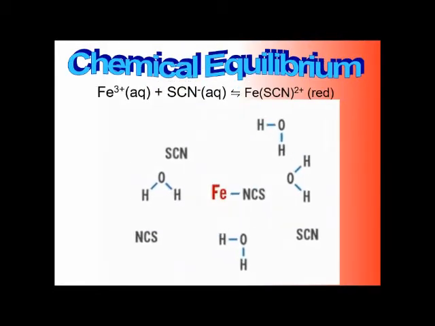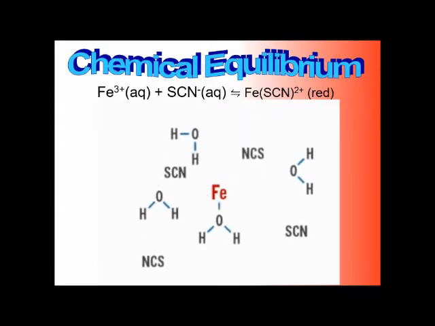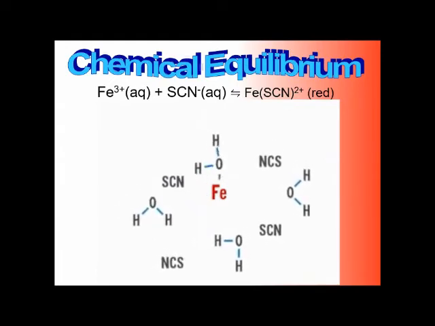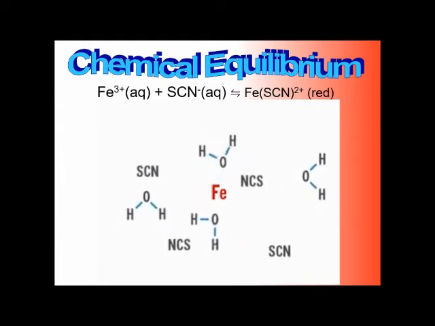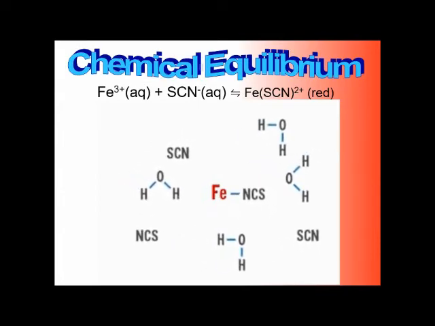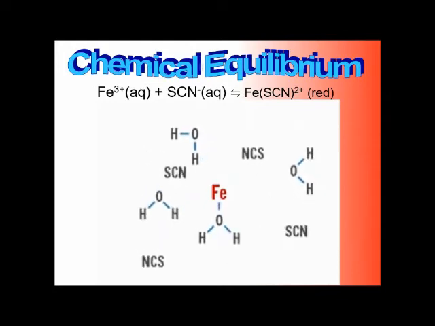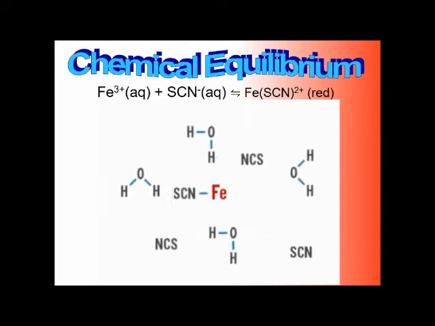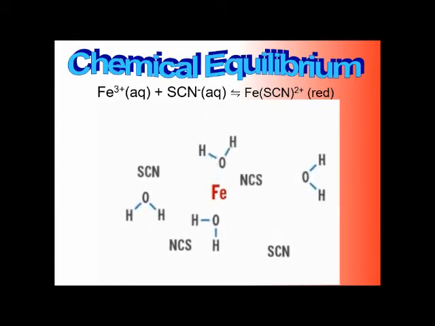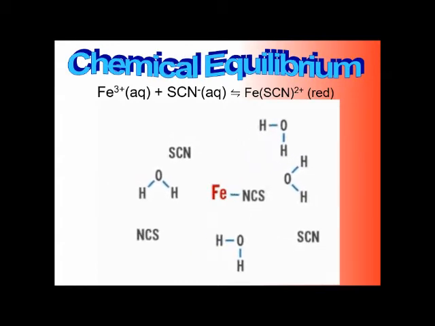When iron 3 ions contact thiocyanate ions in solution, they can react to form a complex ion, iron thiocyanate. As the reaction proceeds, product molecules can react in the reverse direction to separate and reform the original ions. Eventually, the concentrations of products and reactants become constant. At this point, the rates of the forward and reverse reactions are equal, and the system is in a state of dynamic equilibrium.